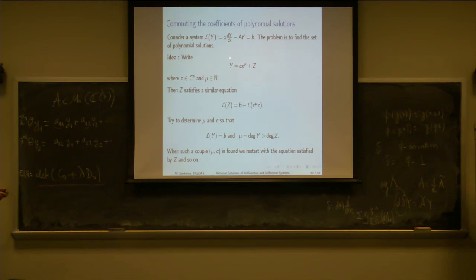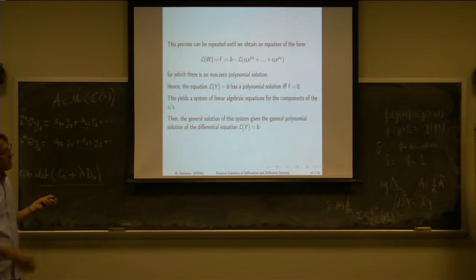So the idea is just, if you plug this in the system, then now Z, the rest, so this is the dominant term in Y, and the rest is a solution of a system of the same type with now a new right-hand side B, because of the linearity, of course, of the equation. And the idea is to find mu and C in order that what remains here is of lower degree at infinity, or higher order, and lower degree at infinity.